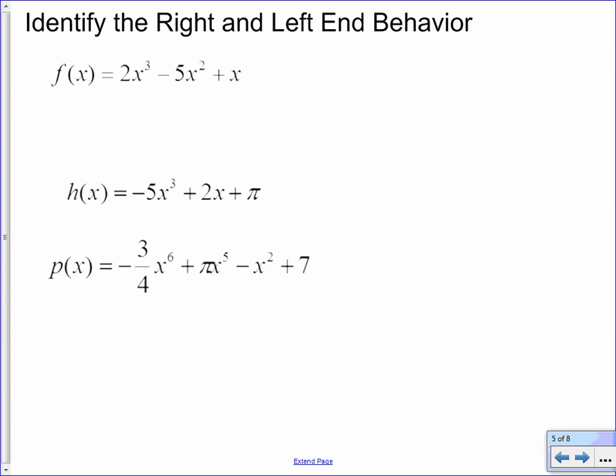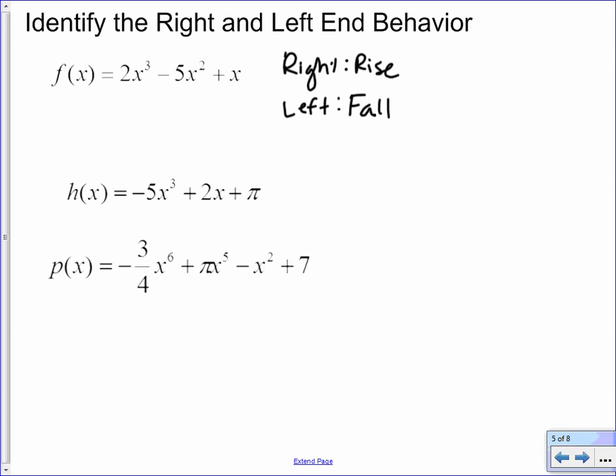The right side will rise because the leading coefficient is positive, and the left side will do what? Check your degree. Fall. Jay says fall because it's odd. Okay, so I could say rise and fall.